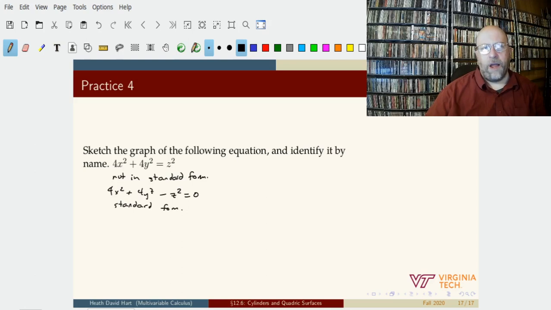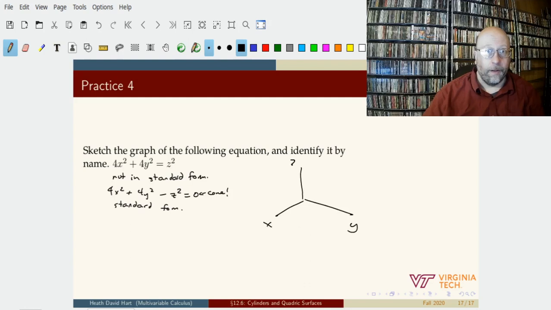But you should recognize now, if you remember the decision tree, all of the variables are present and all of them are squared, but the constant term is 0, and that makes this a cone. All right. So let's talk about how we would graph this cone. Let's look at the traces. Again, traces are what we get when we eliminate one variable at a time.